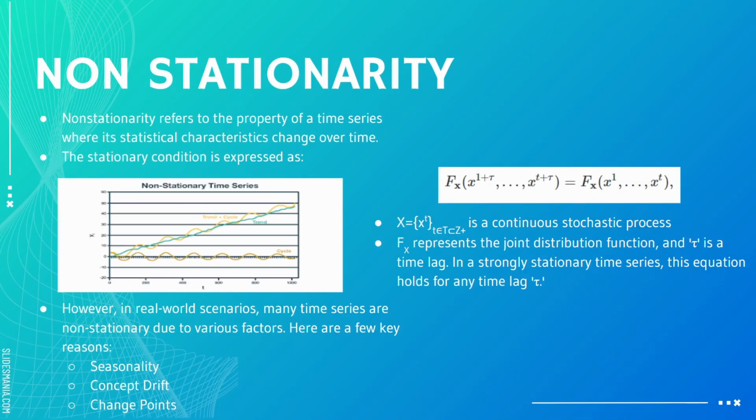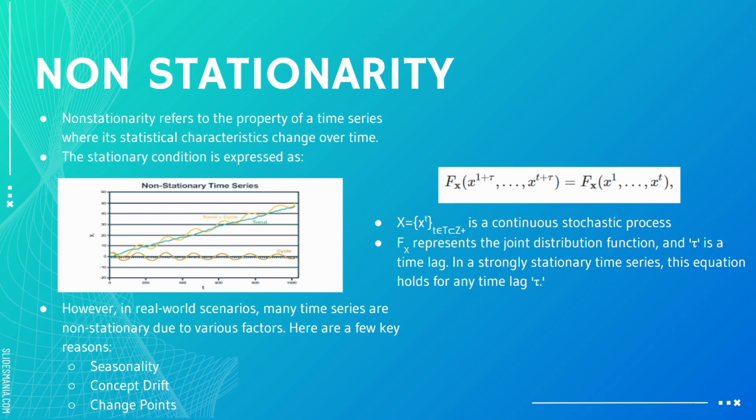Another property is non-stationarity. Non-stationarity refers to the property of a time series where statistical characteristics change over time. This is the equation which represents the stationary condition. Non-stationarity poses a challenge for anomaly detection because data points that appear anomalous at certain timestamps may not be truly anomalous when viewed in the context of changing statistical properties.